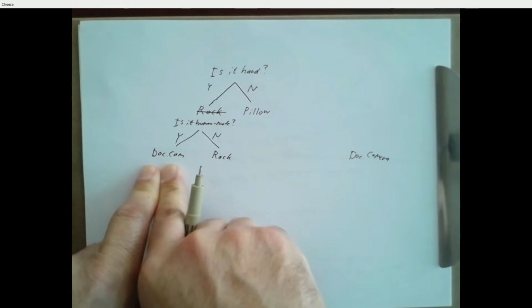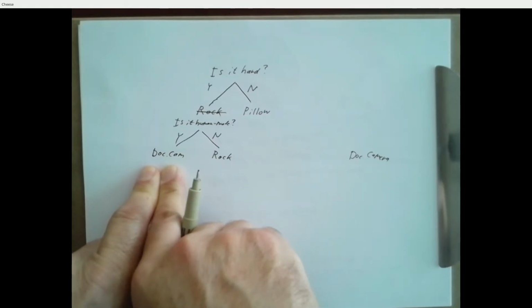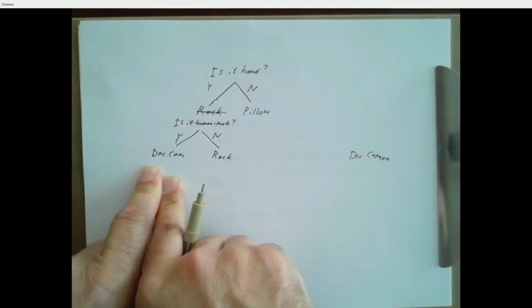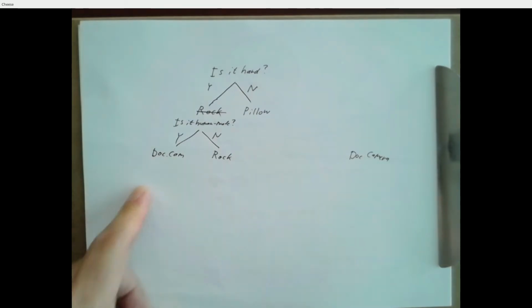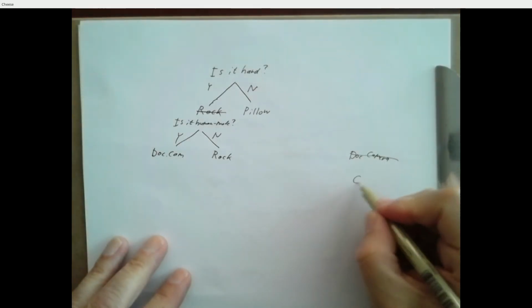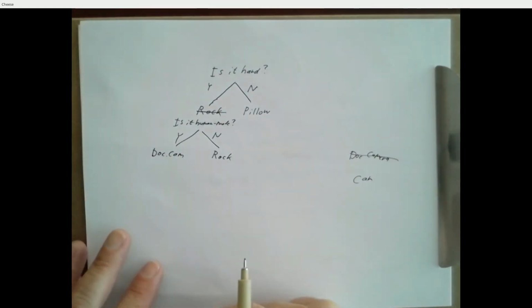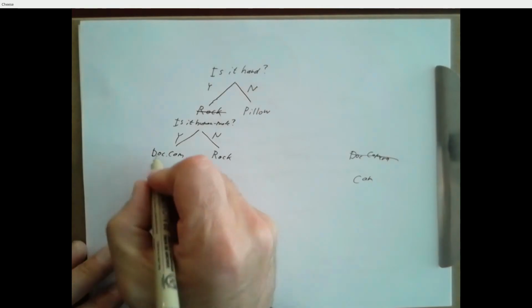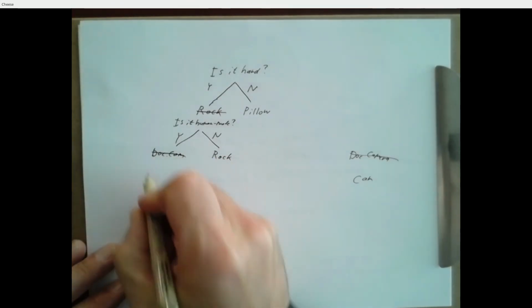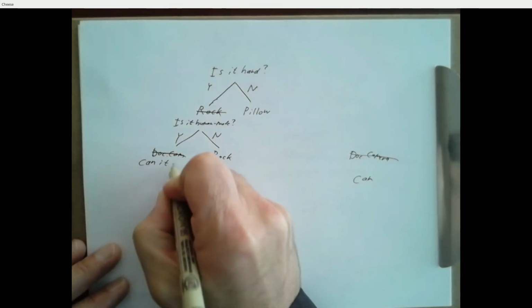And now we can play the game again. So somebody else think of an object. Okay, is it hard? Yes. Okay, is it human made? Yes. Okay, I know exactly what you're thinking of. You're thinking of a document camera, aren't you? No. Okay, we've been foiled again. So what were you thinking of? A car. Okay, so give me a question where yes means a car and no means a document camera. Can it move? Okay, so again, we replace that wrong answer with a question.